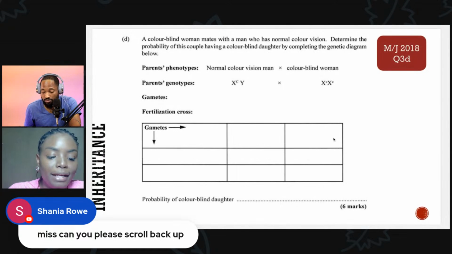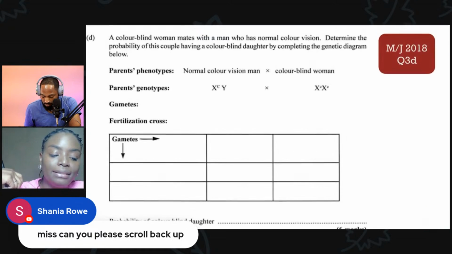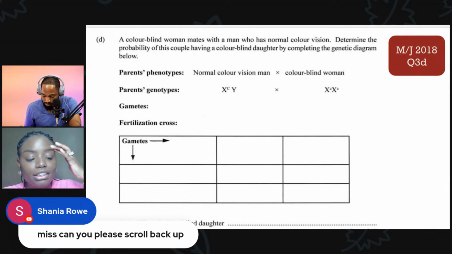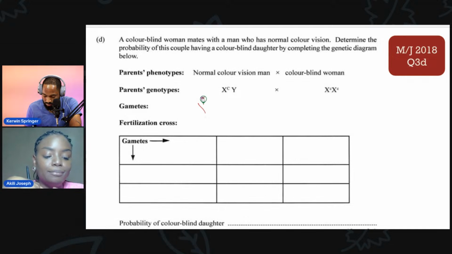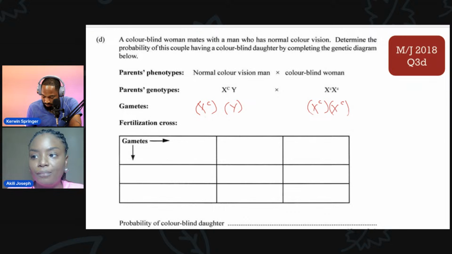So color blindness is another condition that is sex-linked. A colorblind woman mates with a man that has normal color vision. Determine the probability of this couple having a colorblind daughter by completing the genetic diagram below. So the parents' phenotype: normal color vision man, colorblind woman. The father's genotype is going to be X big C Y, and the mother is X small c, right? So mommy could only make one type of gamete. She gives this colorblind allele to all her offspring, right? The normal vision man is going to be giving Y's to his sons, and he'll be giving a normal X to his daughters.